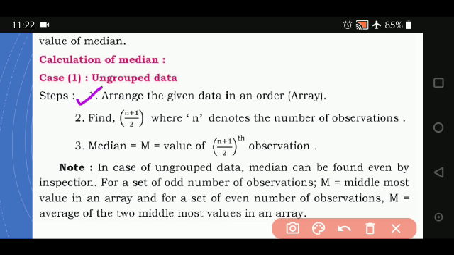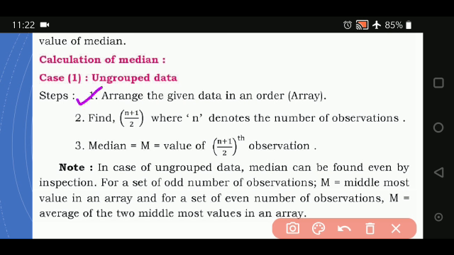Because the data is ungrouped, we are using the formula (n plus 1) divided by 2, where n denotes the number of observations, and median is the value of the (n plus 1) upon 2th observation. You will be perfect once we solve the example. First I am going to explain all the formulas of all the averages, and then we will be solving the examples.